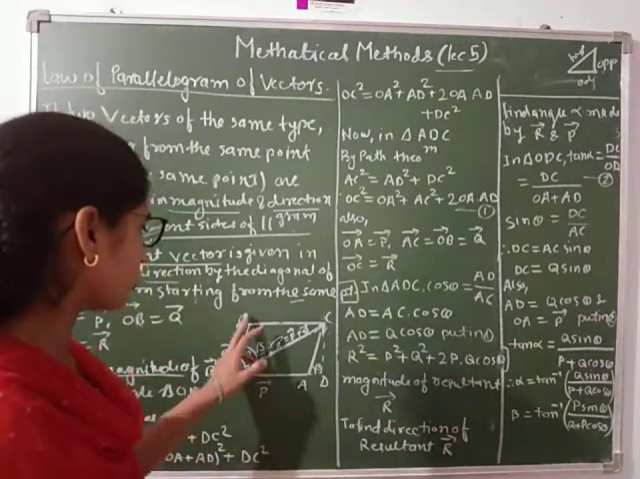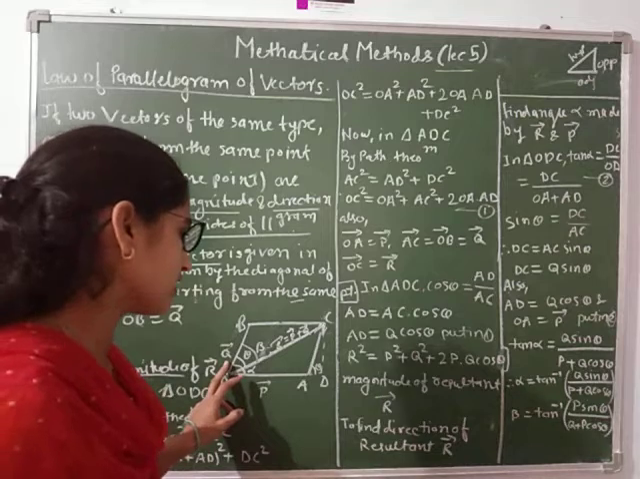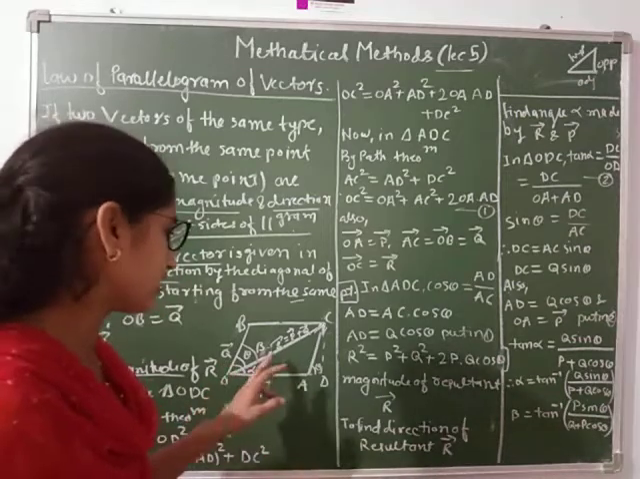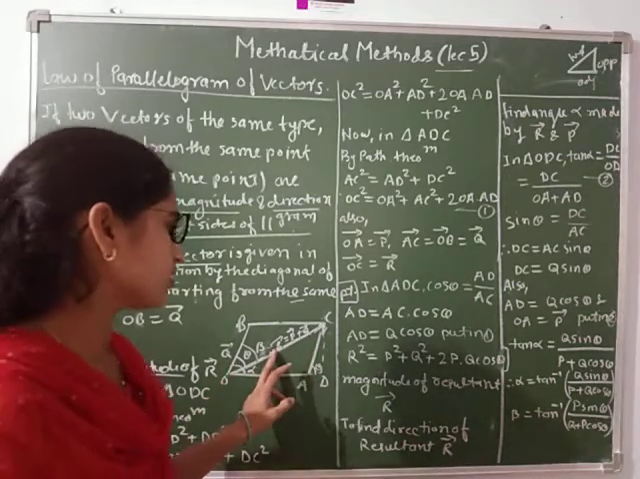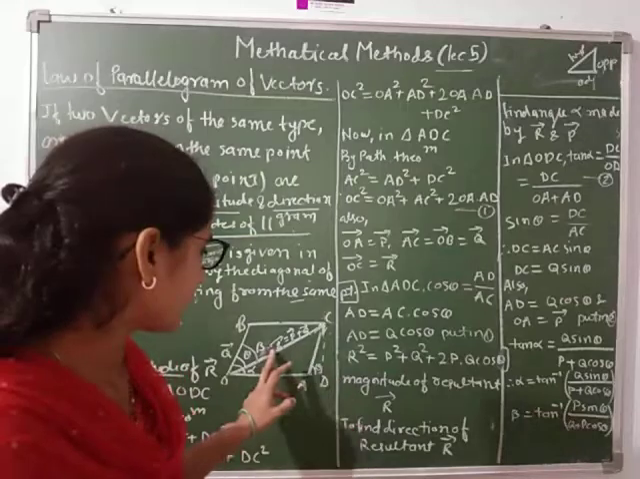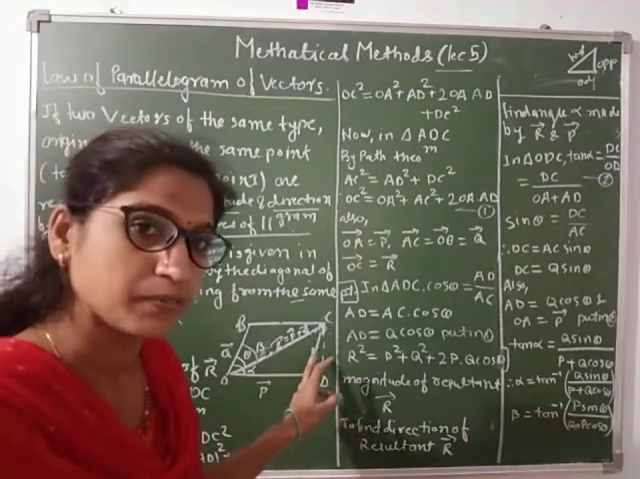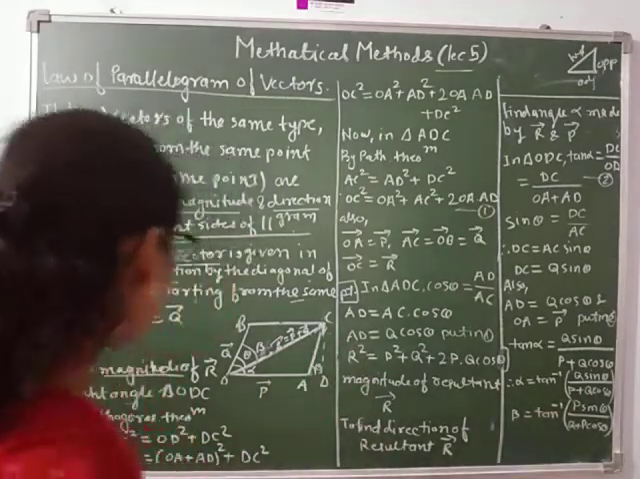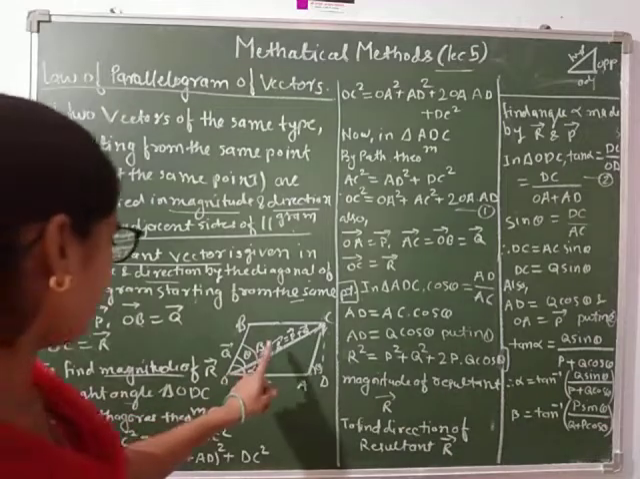vector OB which is represented by the vector Q, and our resultant vector, that is vector OC, which is represented by the vector R. That vector R is equal to vector P plus vector Q. Now we have to find out the magnitude of vector R.